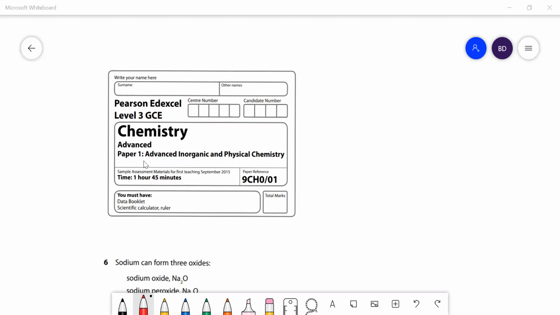Also, I say that if you're finding this paper difficult, it is a lot harder, considerably harder than all the other real papers that have been. The real papers are not as difficult as this.